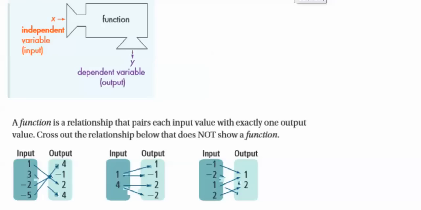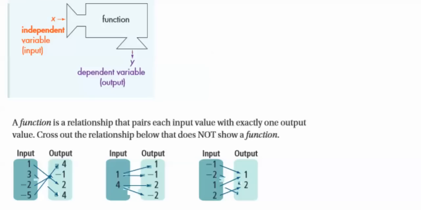Okay, so for 4.2, it's patterns in linear functions. So the first thing I want to talk about is what exactly a function is. A function has to have an independent variable and a dependent variable. An independent variable is basically your x. Think of it as your input, like a function machine. And the dependent variable would be your output, or your y.